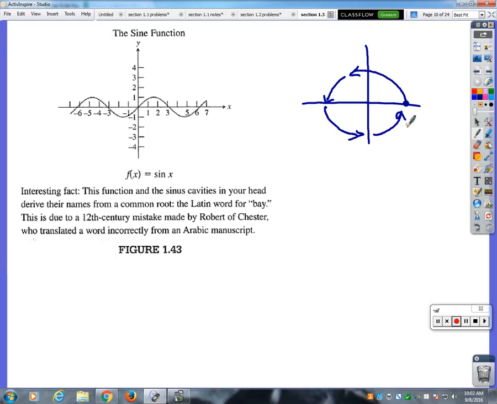How long does it take for it to complete one cycle? 7. Nope. 6. Nope. 5. Nope. 3, 2, 1. I wish something exciting happened then. Nope.